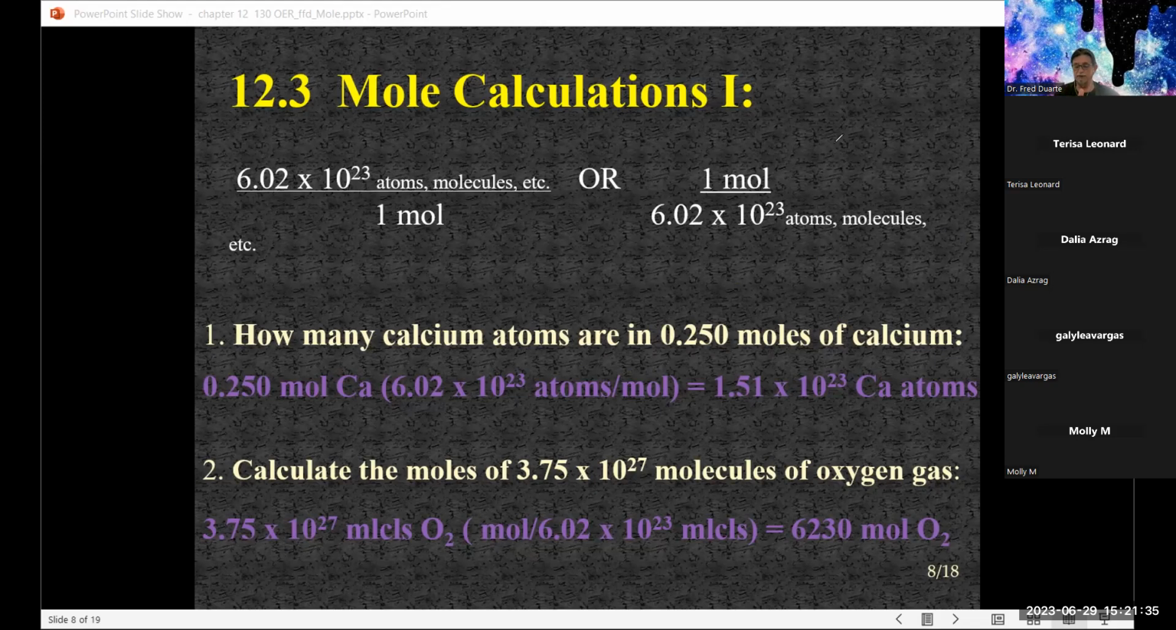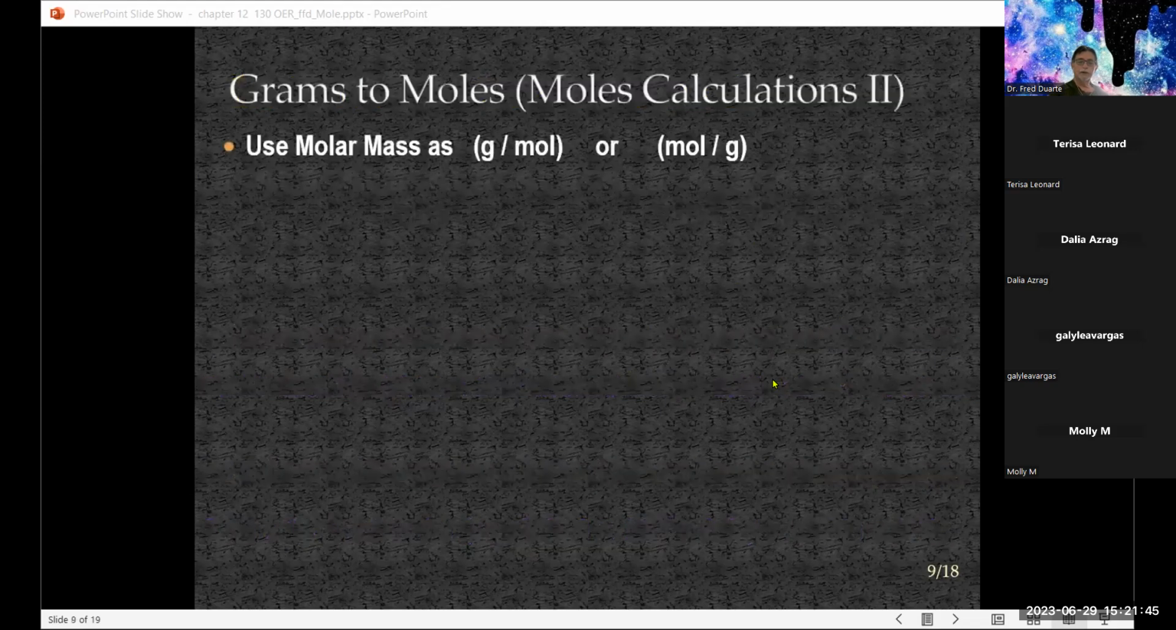This is the same thing. This is just different units, that's all. Okay, now, as I mentioned, the molar mass has the units of grams per mole or moles per gram, depending on how you need it and how you're working it.